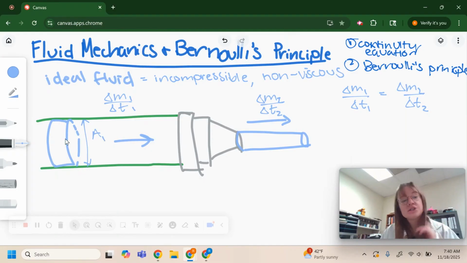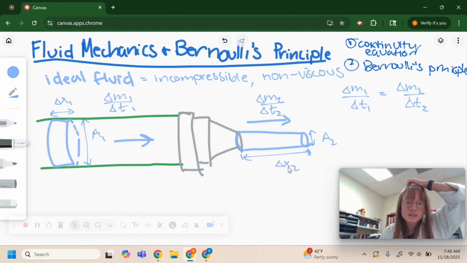And this chunk of water here has a length, I suppose, or how far this chunk of water moves. We could say this chunk of water moves a distance of a little delta x1. That's how big this chunk of water is. Then over here, this little chunk of water has a little cross-sectional area, A2, and a little length of delta x2.